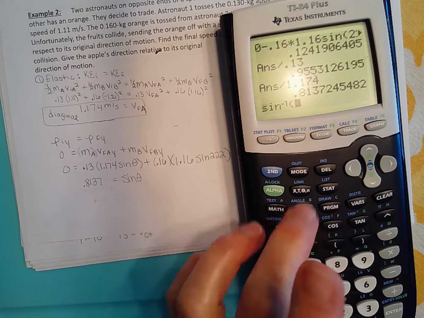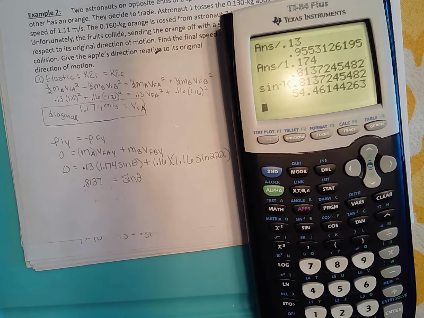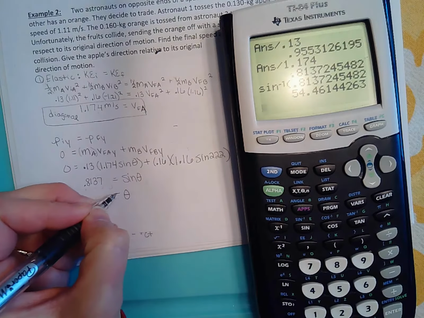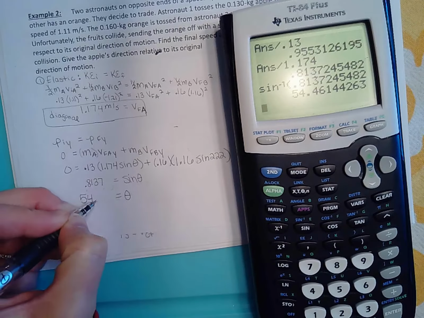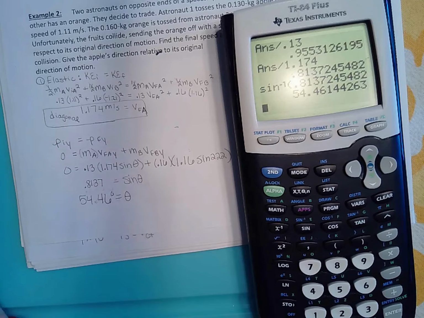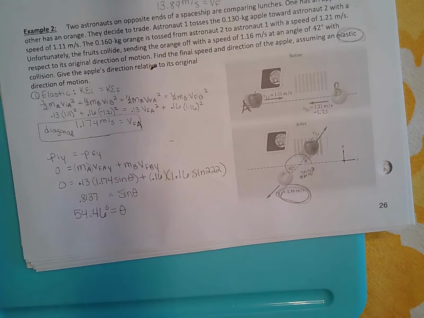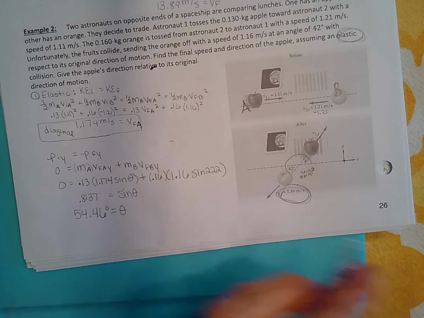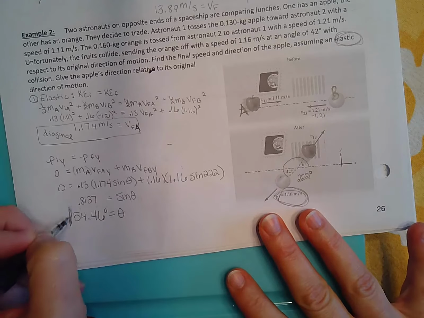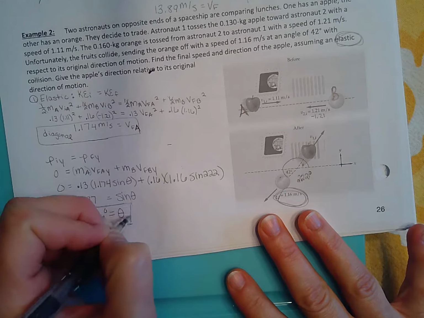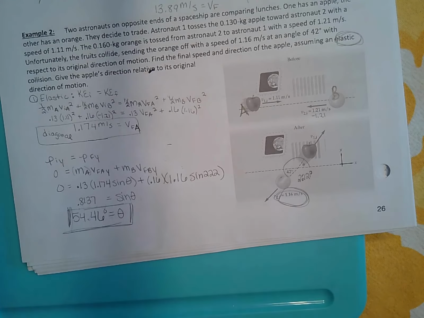So I need to do inverse sine of that number so I can get a theta of 54.46 degrees. And that's from the positive x-axis. It's asked us to find it from its original direction of motion. Its original direction of motion, and this is for the apple, was going to the right, so it's referring to the positive right side of the x-axis, so I can just leave it as this degree. You can safeguard yourself and say from the positive x-axis, but not needed. Okay, so just put that degree on there.